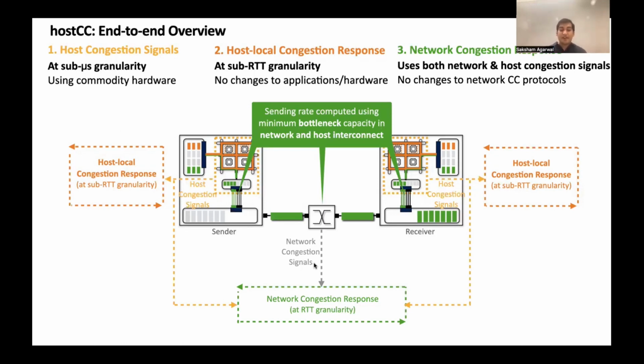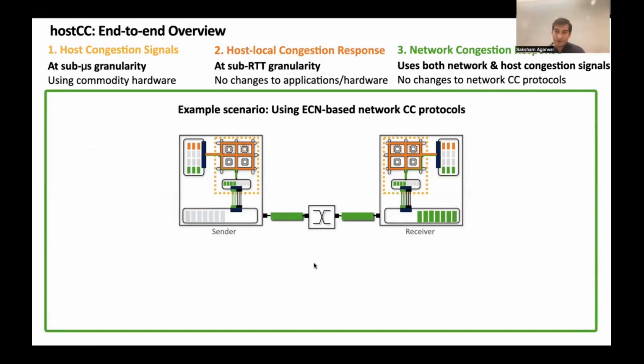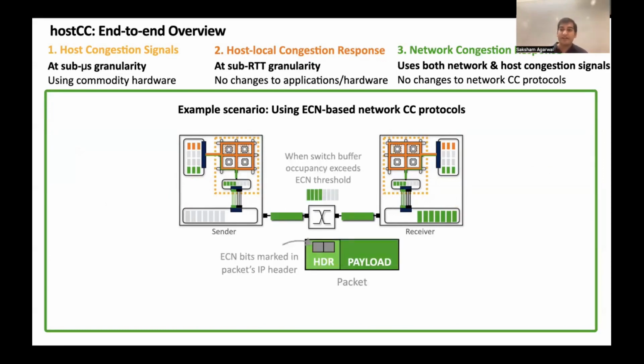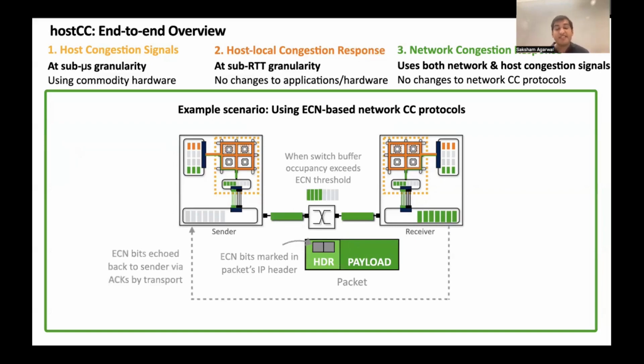I'll now illustrate an example scenario of using ECN-based network CC protocols. Existing ECN-based protocols react to network fabric congestion by marking reserved bits in the IP header of arriving packets based on the switch buffer occupancy. Whenever the occupancy exceeds a certain ECN threshold, we mark these bits. And this marking is done independently for each switch along the network path. The state of the congestion, that is the marking of these ECN bits, is echoed back to the sender, where the network sending rate is adjusted by the congestion control protocol.